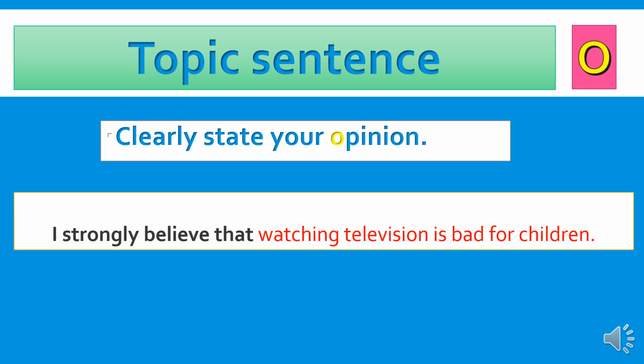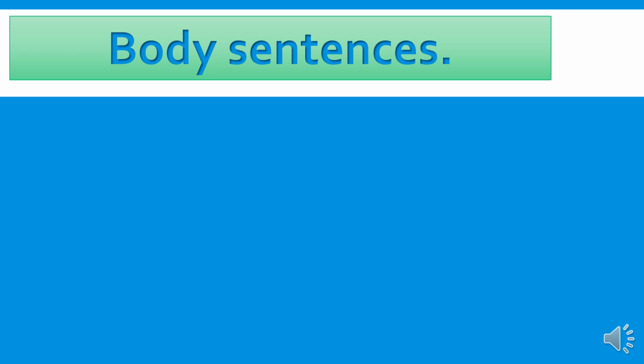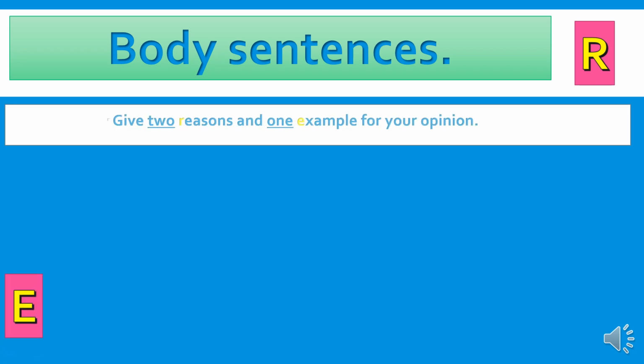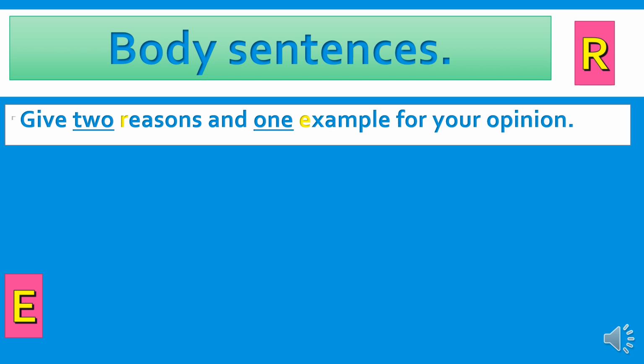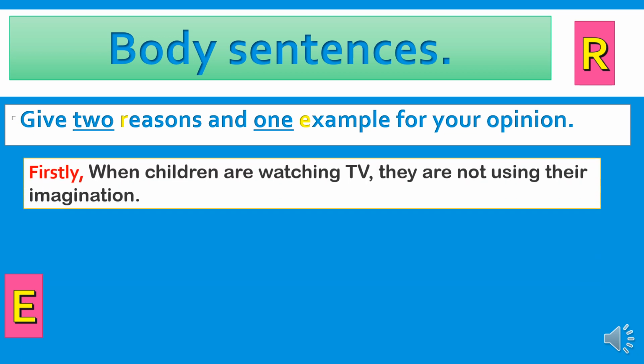So in the topic sentence, I wrote my opinion. Now to the body sentences. Here we are going to write about the R and the E from the Oreo steps. Give 2 reasons and 1 example of your opinion. Let's apply this on our paragraph. I'm going to write now 2 reasons. Firstly, when children are watching TV, they're not using their imagination. So this is a reason why I don't like children to watch TV. This is the first reason.